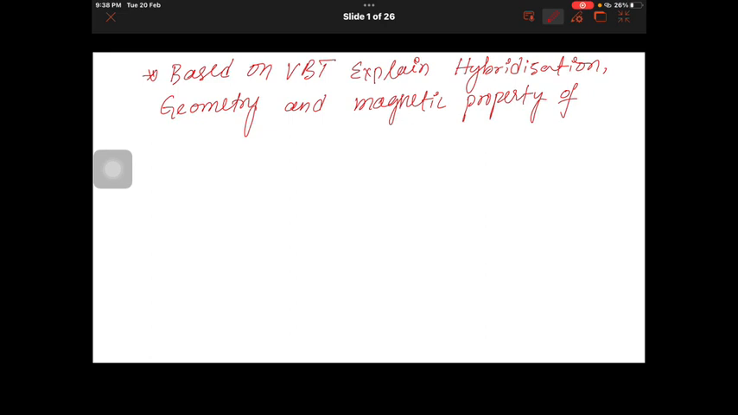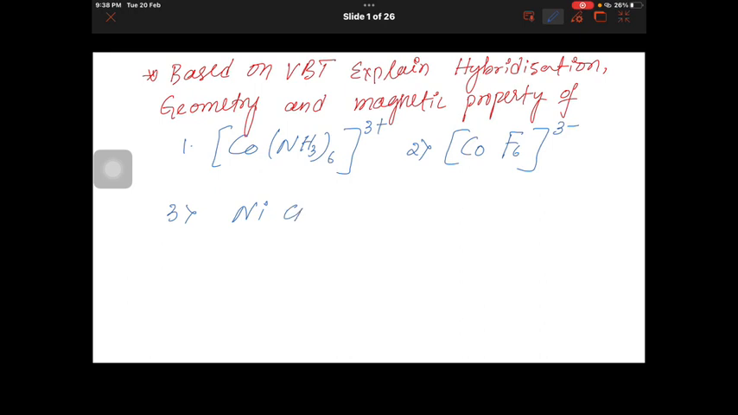Of the first one, [Co(NH3)6]3+, second one [CoF6]3-, third one [Ni(CN)4]2-, fourth one [NiCl4]2-.